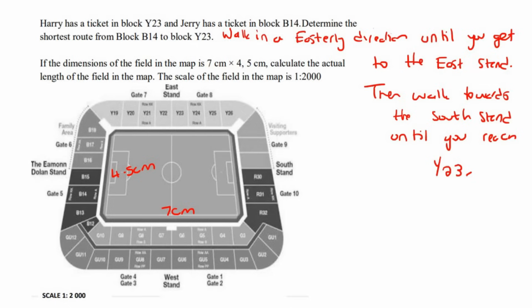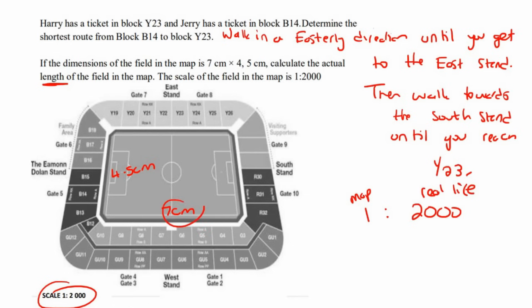Okay, so it says if the dimensions of the field in the map is 7 by 4,5, calculate the actual length. Just the length. So the length is the longest one. It says the scale of the field map is 1 to 2,000. Obviously we've already done a question like this, but let's just pretend we didn't. So we know that the scale is 1 to 2,000. We can see it here and here. So this is the map, and this is what it would be in real life.